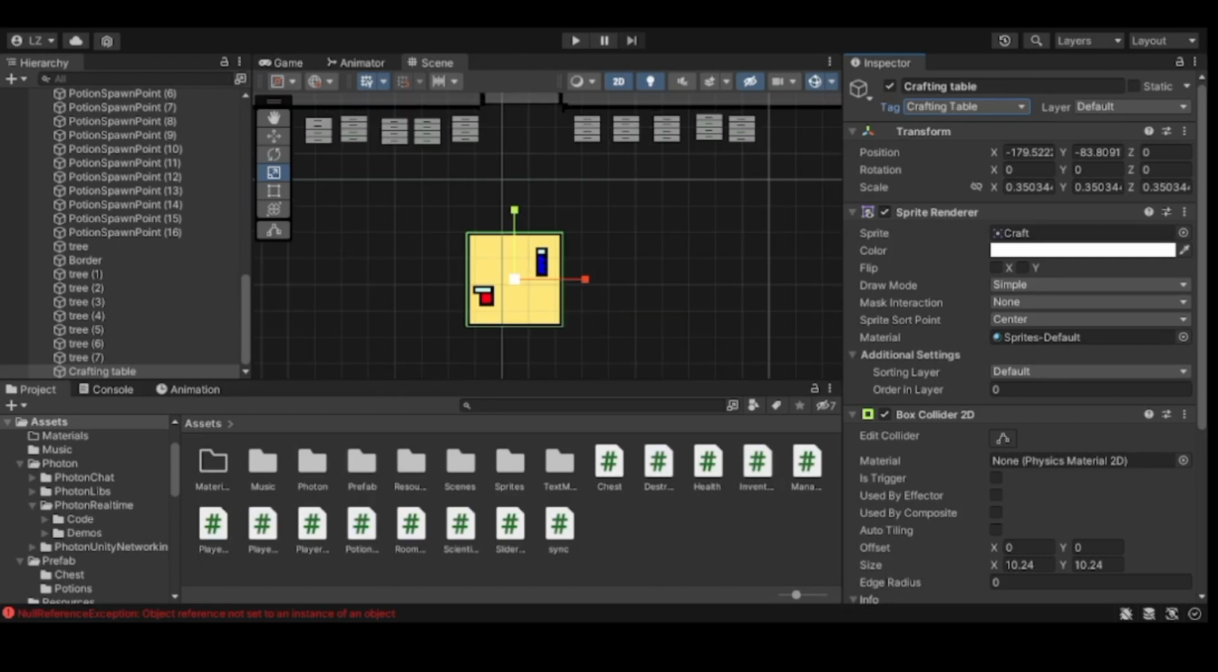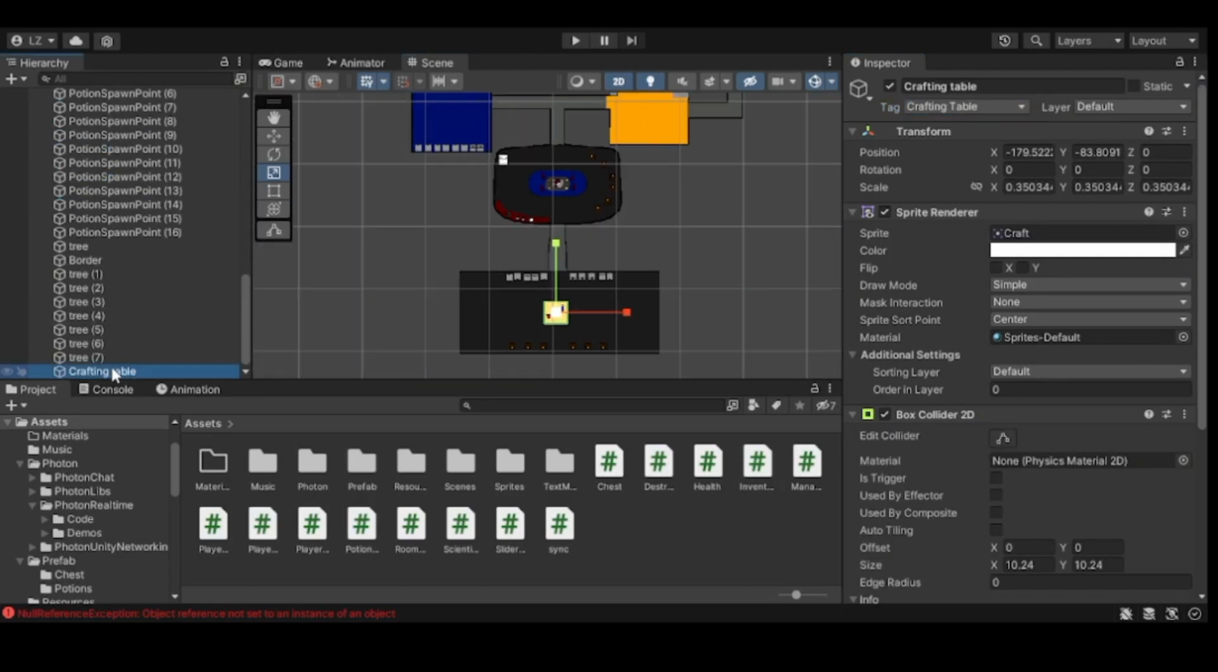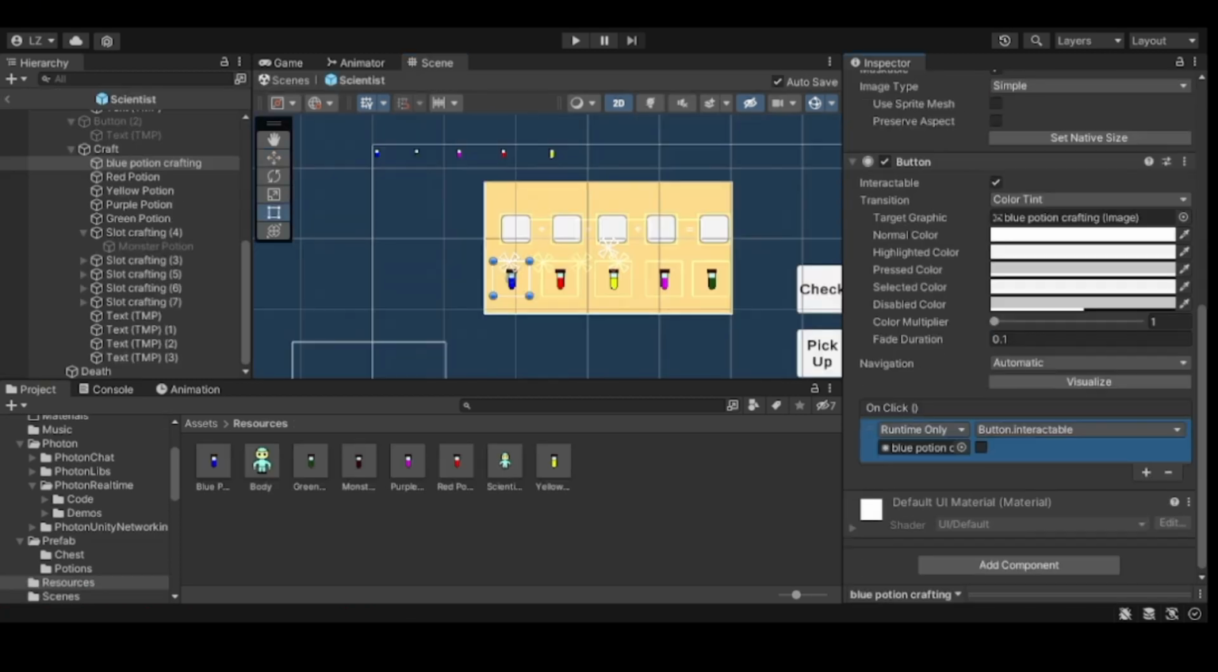Day 6. Perfecting the crafting system was crucial, demanding an entire day's focus. This system is key to the strategic depth of the game.